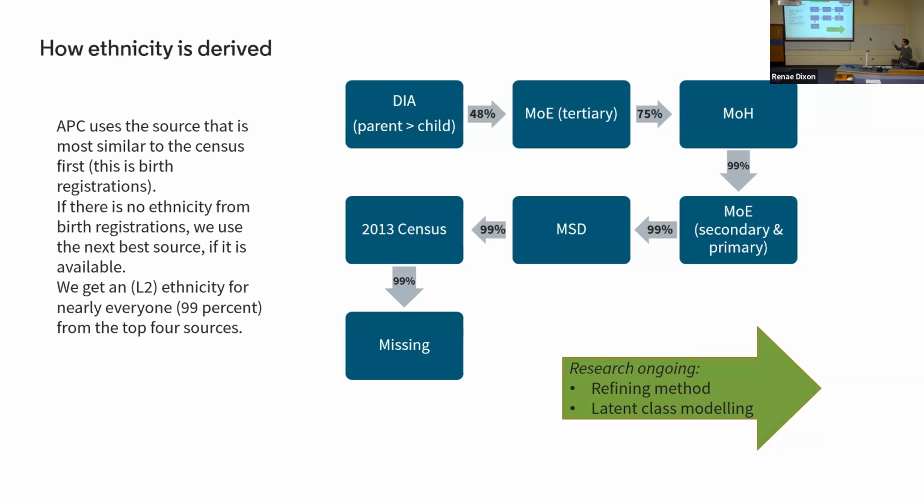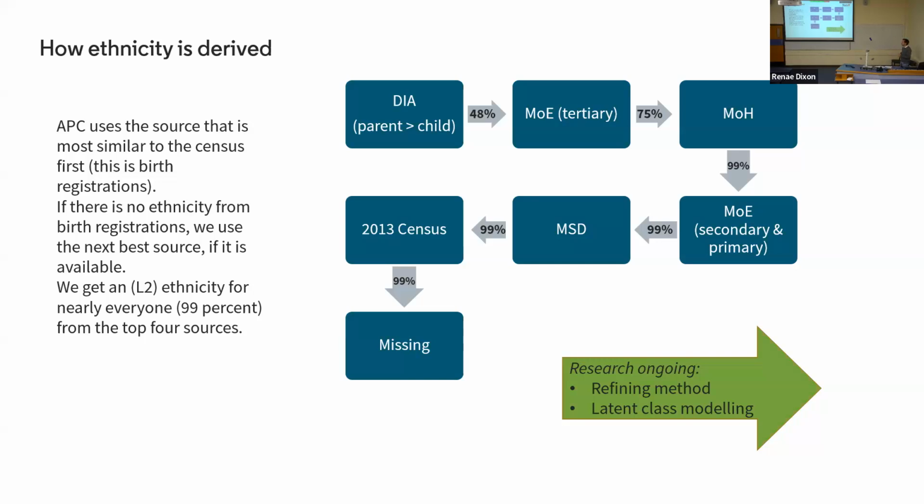So again, we're using a ranked method in that we've ranked the sources, and for every person we go through the sources: is it available in DIA? Is it available in Ministry of Education tertiary data? Is it available in Ministry of Health? And so on until we run out of sources. And at the end, we use 2013 to fill in any gaps. So basically you're just recording one ethnicity for each person. No, we collect all of the ethnicities that are selected in a source, because each of these sources will collect multiple ethnicities.